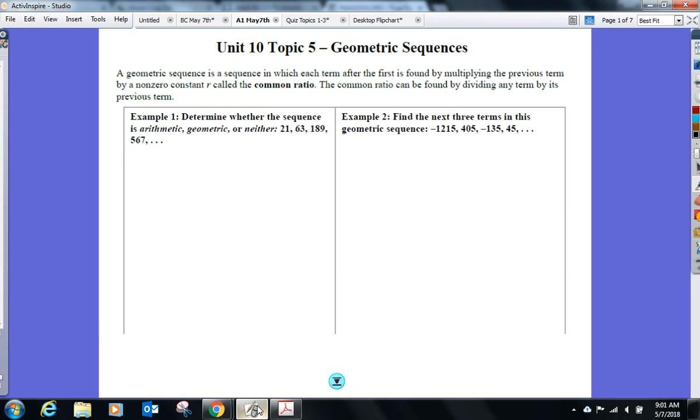First example, is it arithmetic, geometric, or neither? Let me show you a little quick trick. Because you may not know, am I adding the same thing or am I multiplying? I don't know. Everyone right now, pick one number in that sequence that I have in example 1. Pick a number.